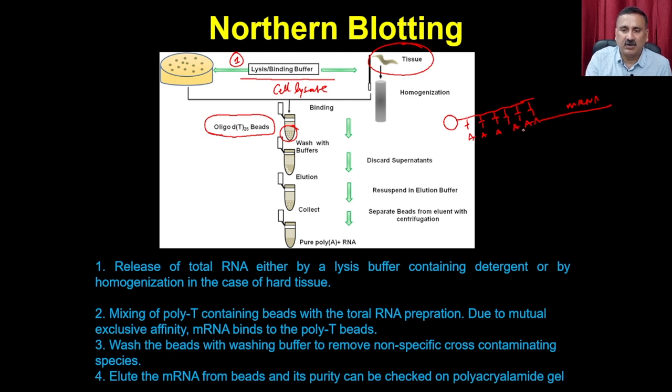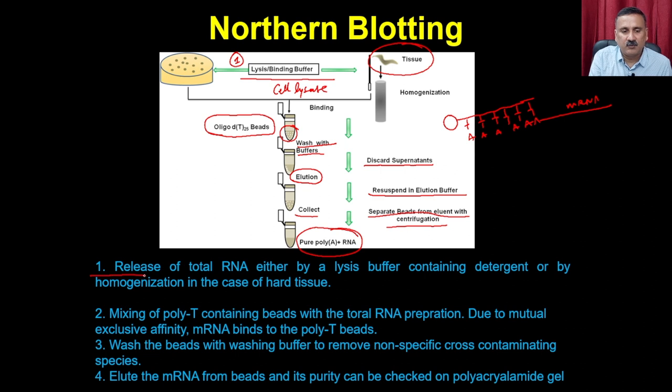This poly A tail interacts with the T nucleotides present on the beads. After that you do the wash with the washing buffer, and you remove everything except these bound messenger RNAs. You discard the supernatant, and then you do the elution with the help of competition. You resuspend the beads in the elution buffer, and you separate the beads from the eluent with centrifugation. When you separate, you have the messenger RNA in the aqueous phase and the beads are separated, and then you get the pure poly A RNA molecule.